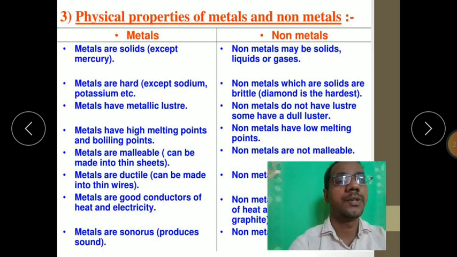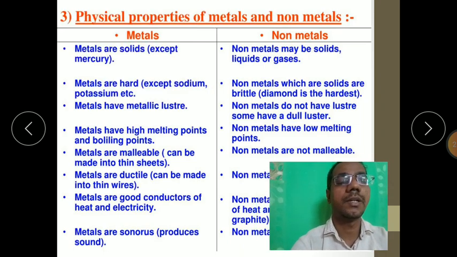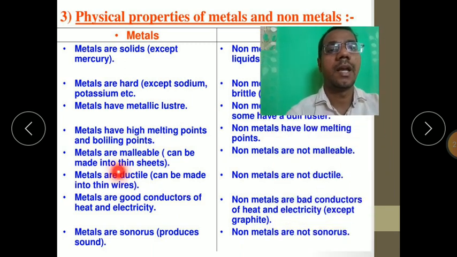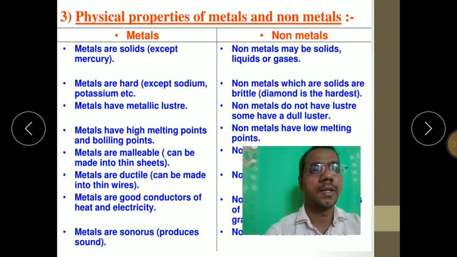Then differentiating points between the metals and non-metals. Metals are solid, non-metals are present in all three states. Metals are hard, non-metals are soft; metals have metallic luster, non-metals do not. Due to being hard in nature, metals have a high melting point, non-metals have a low melting point. Metals are malleable, non-metals are non-malleable; metals are ductile, non-metals non-ductile; metals are sonorous, non-metals non-sonorous; metals are good conductors, non-metals are bad conductors of electricity.